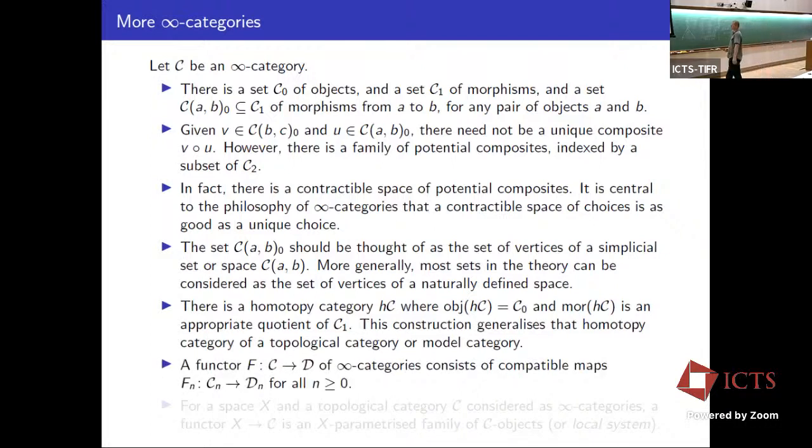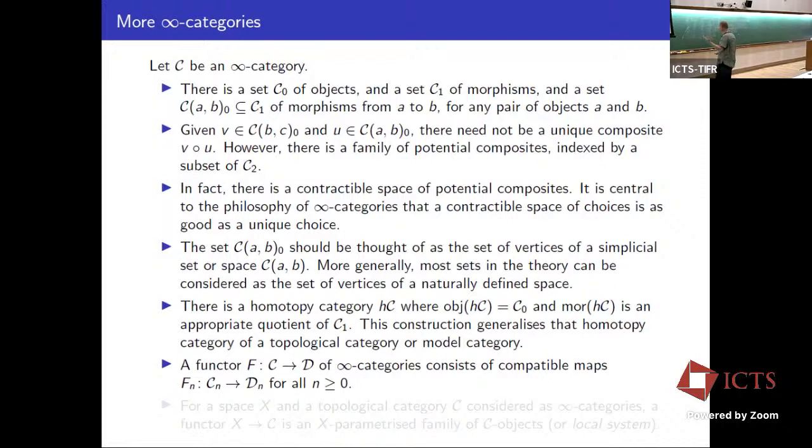Yeah, and then what's a functor of infinity categories? Well, as you'd expect, you have to have a map F_0, which sends objects of C to objects of D. You have to have a map F_1, which sends morphisms of C to morphisms of D, compatible with source and targets. And then you'd want to say that the functor should preserve composition. But there is no well-defined composition in an infinity category, so we have to formulate that slightly differently. But as I said, the potential composites are indexed by C_2.